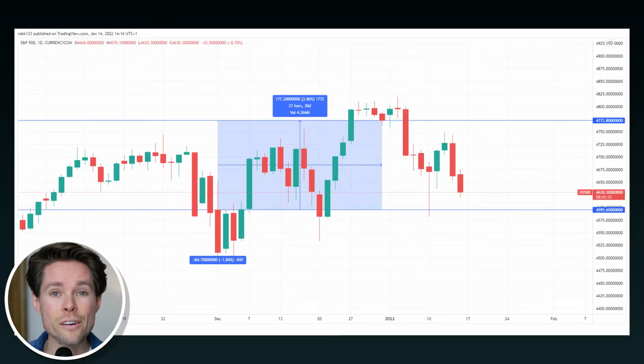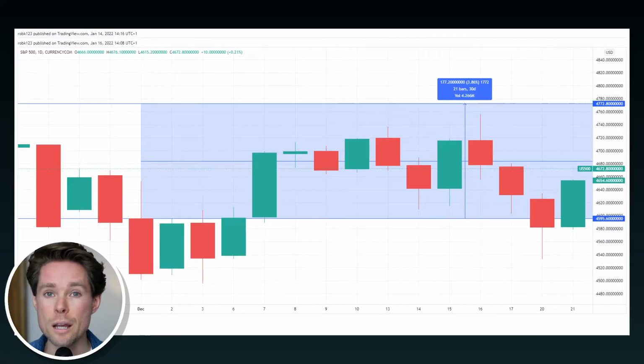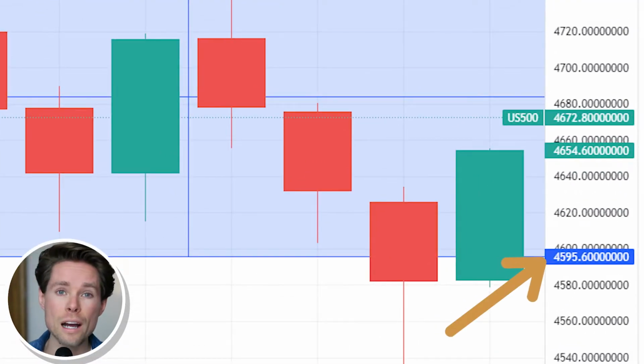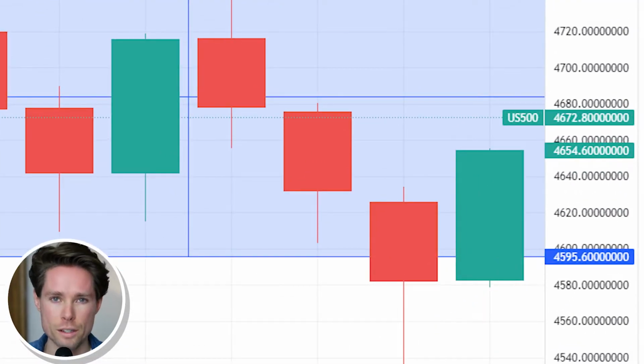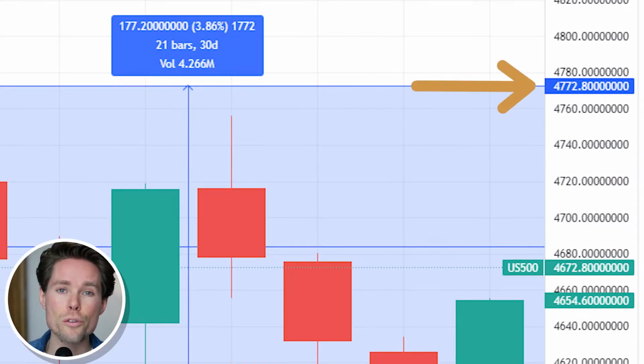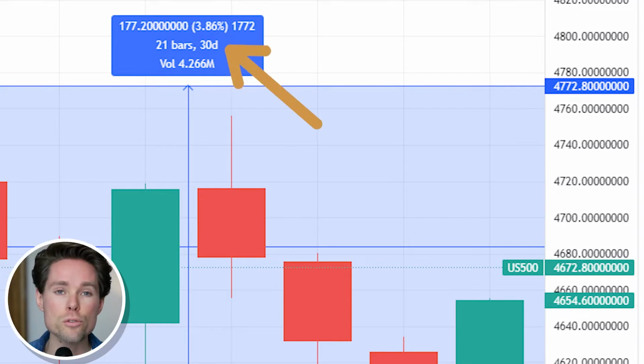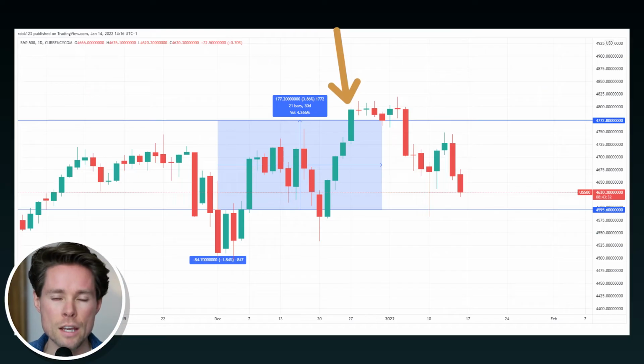So before checking out my two investment accounts, let's look at the overall market's return this past month, December 2021. The graph you see here is of the S&P 500, and on December 1, 2021, we started at 4,595 points and ended the month with 4,772 points, a gain of 3.86%. We saw a new record high for the S&P 500 on December 27.